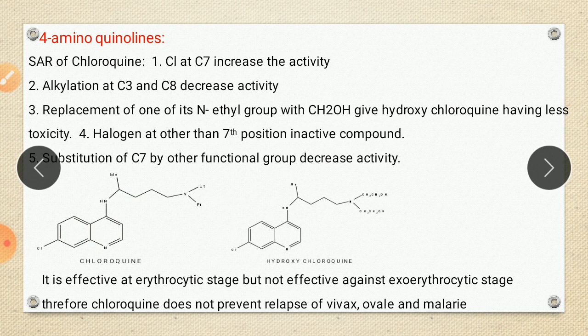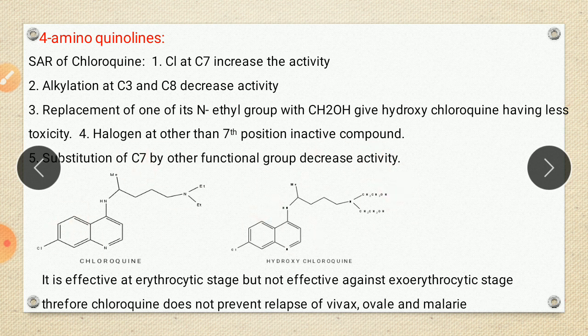Then replacement of one of its N-ethyl groups. When we replace this N-ethyl group with an alcoholic group, that is CH2OH, it gives hydroxychloroquine. So in hydroxychloroquine, an ethyl group is replaced by CH2OH. This drug has less toxicity as compared to chloroquine.